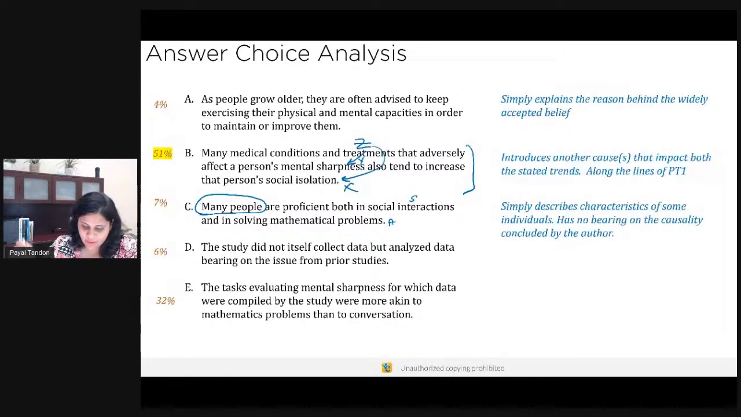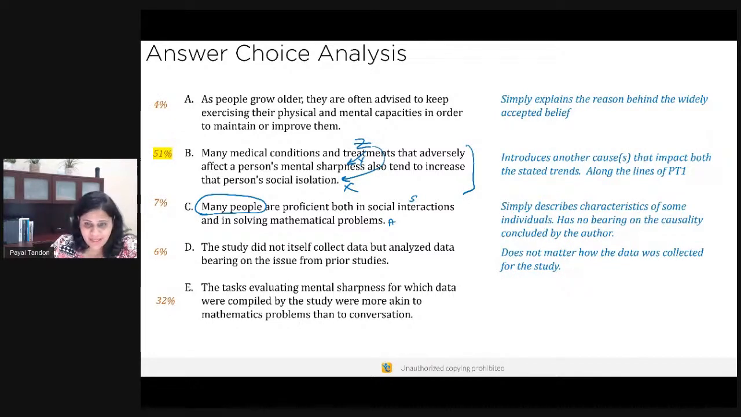Now let's look at choice D. The study did not itself collect data but analyzed data bearing on the issue from prior studies. Doesn't matter how the data was collected. All we have to do is keep the study's findings intact. That's what the author is telling us. The author is inferring certain causality, and that is what we have to weaken here. How the study got the data has no bearing on it. So that's why this choice is wrong.